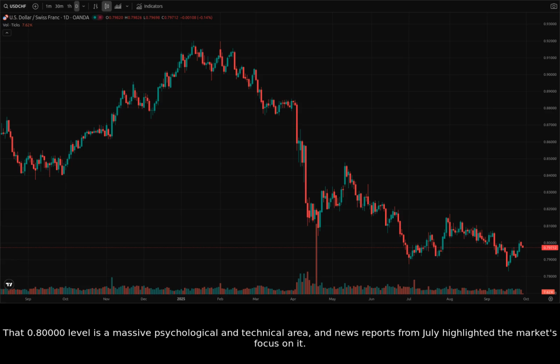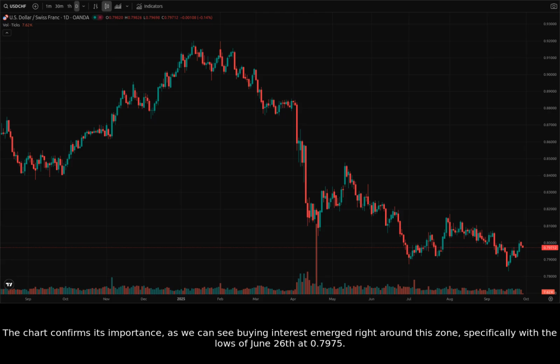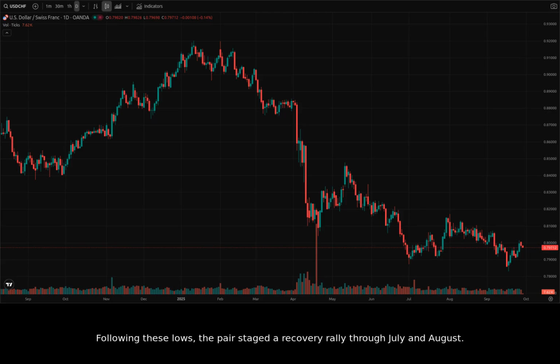That 0.80000 level is a massive psychological and technical area, and news reports from July highlighted the market's focus on it. The chart confirms its importance, as we can see buying interest emerged right around this zone, specifically with the lows of June 26th at 0.7975. Following these lows, the pair staged a recovery rally through July and August. However, this rally stalled around the 0.813 level in mid-August before pulling back again.